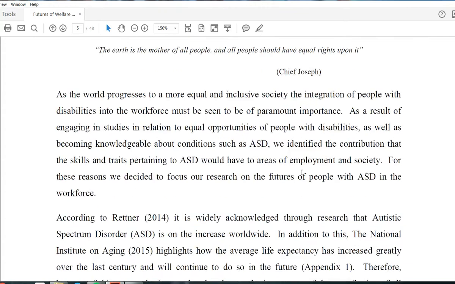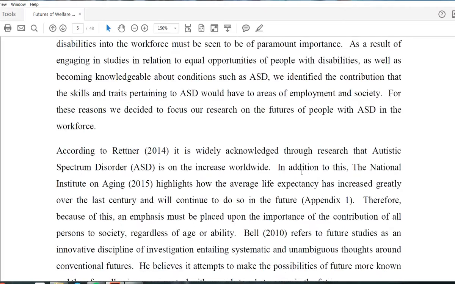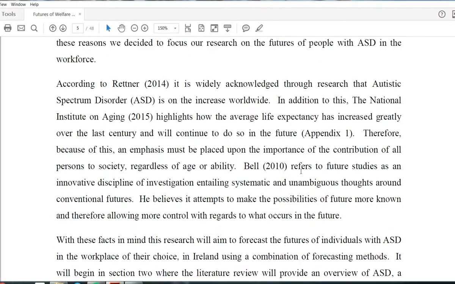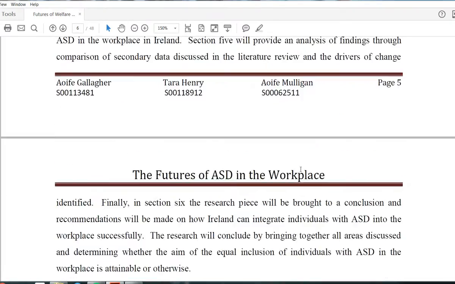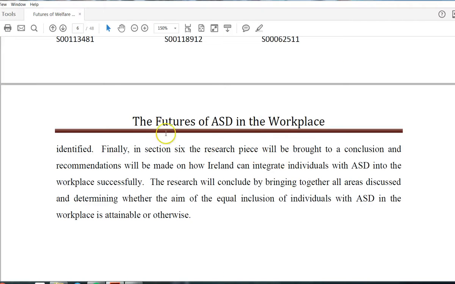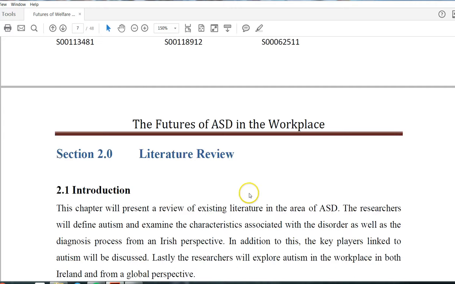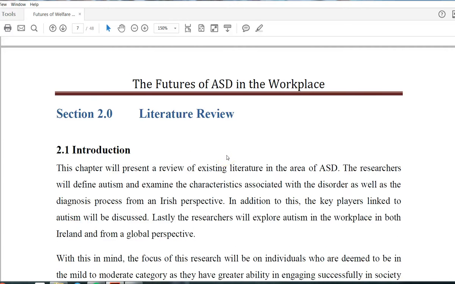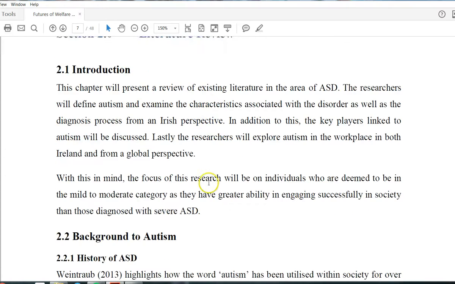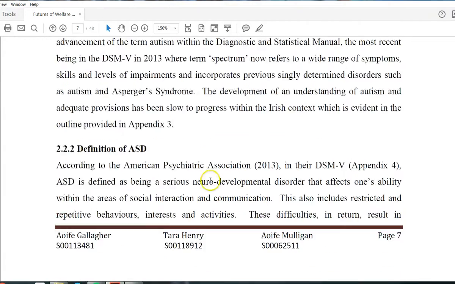They talk a little bit about the issue of ASD. Then they talk a little bit about futures. Then they move on, and all along they're telling us what each of the sections of their project will explore. So they begin to look at the lit review, which is very important, as you all know. They provide an introduction to this, and they give a good historical context.